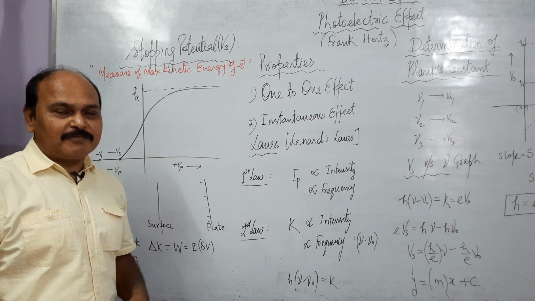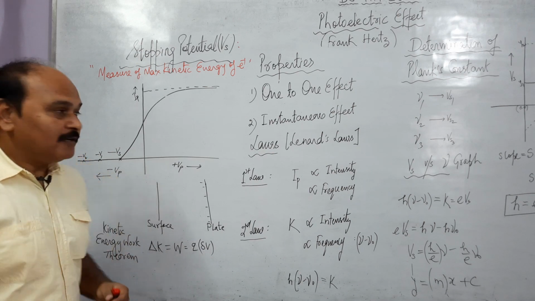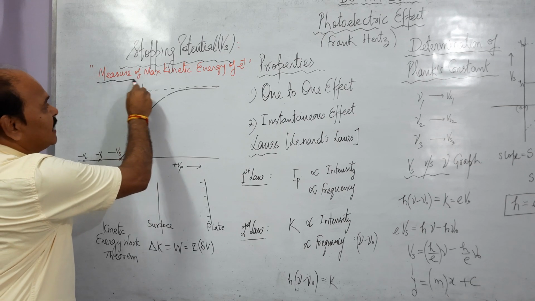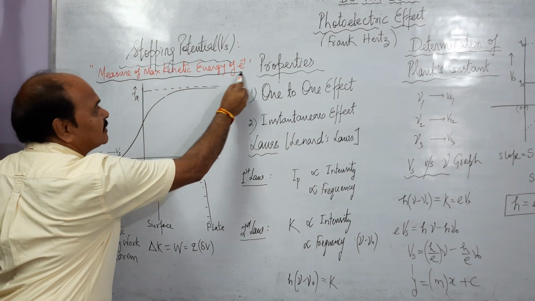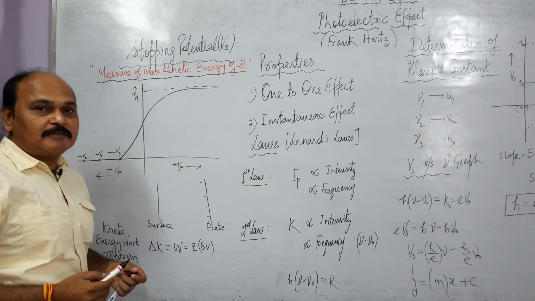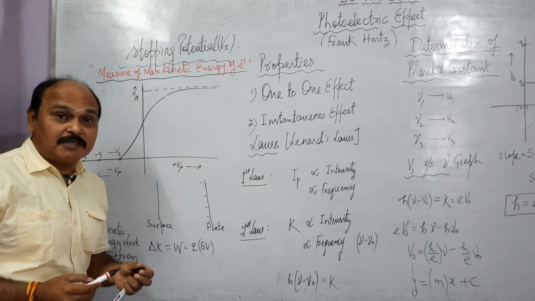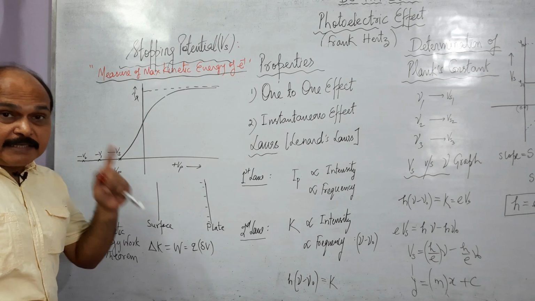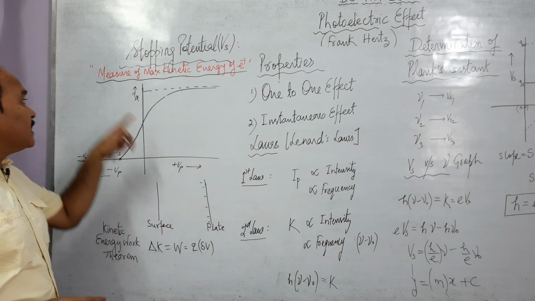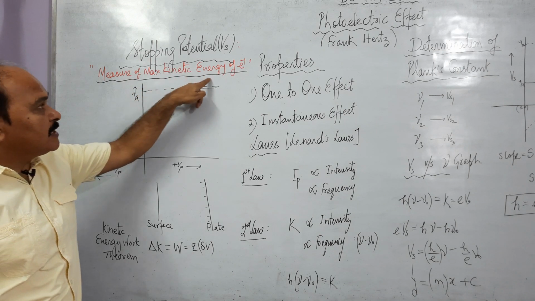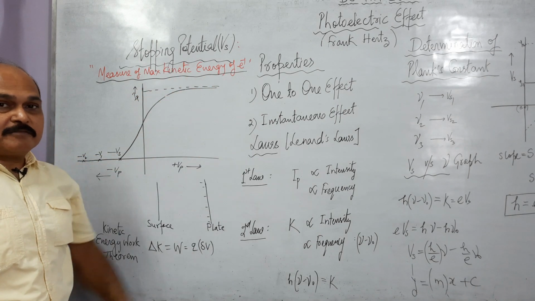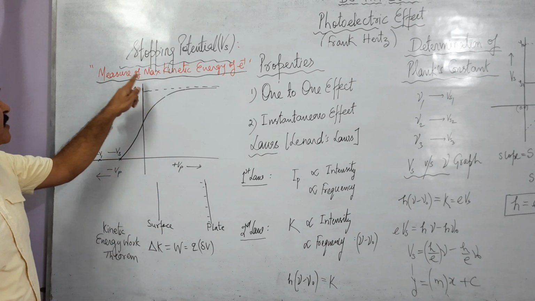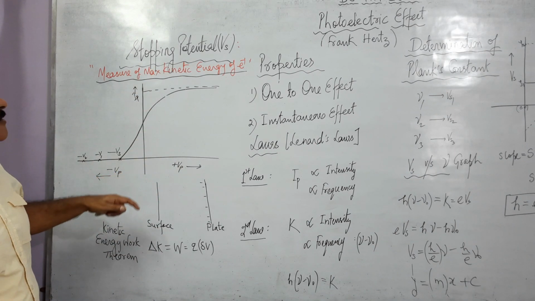What is the significance of this stopping potential? The significance of stopping potential is that it helps us know the maximum kinetic energy of photoelectrons. Very important, children. The significance of stopping potential is that it is a measure of maximum kinetic energy of photoelectrons. So how is this a measure of maximum kinetic energy of photoelectrons?